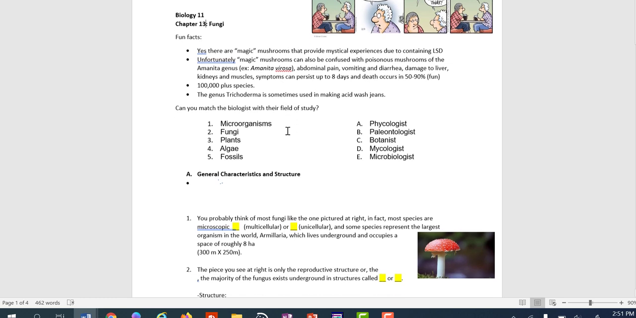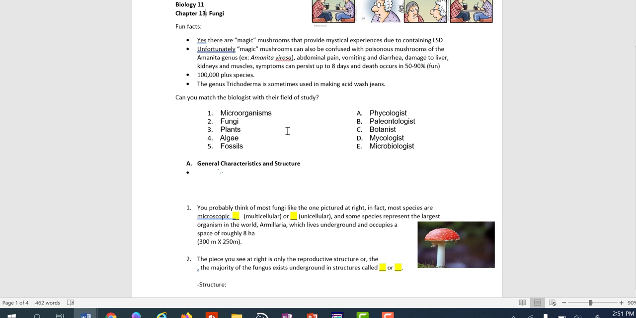Little matching game here. Focus on your vocab and thinking about the root words and prefixes. So have a go at this. See if you can match the biologist with their field of study. Pause the video and then fire it back up for the answers.